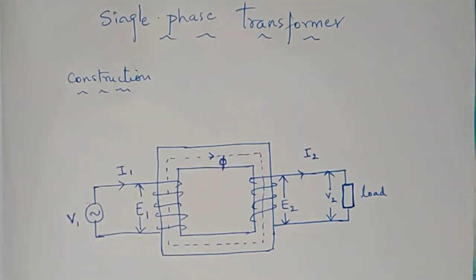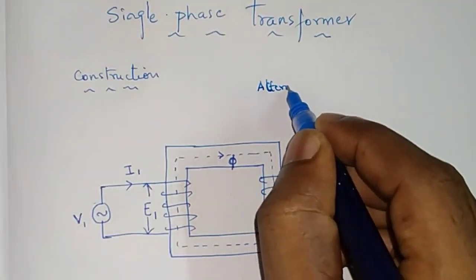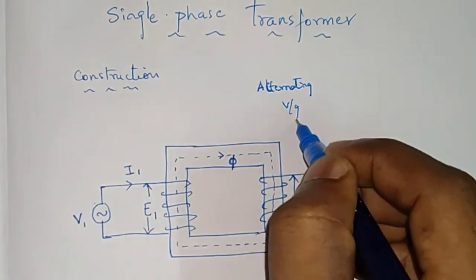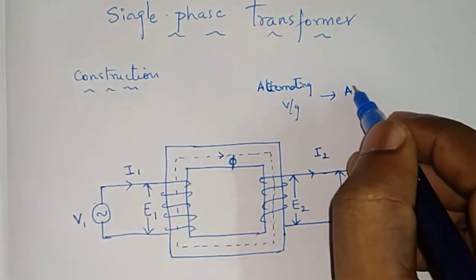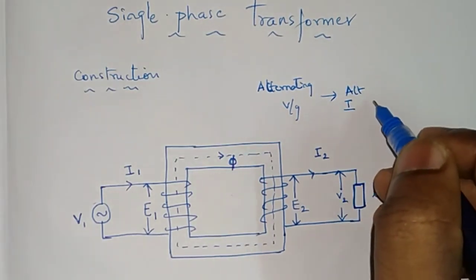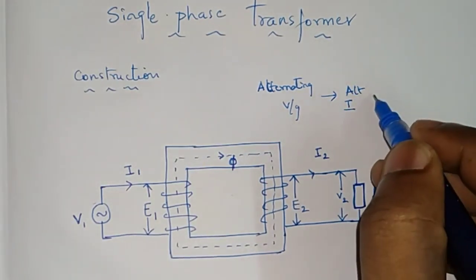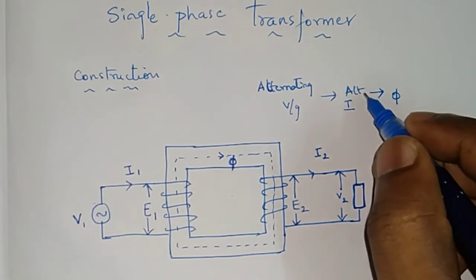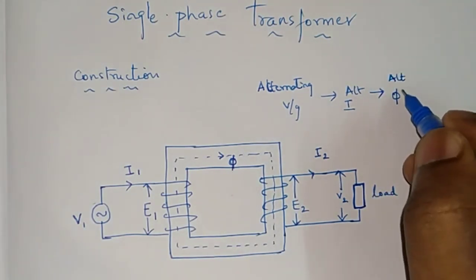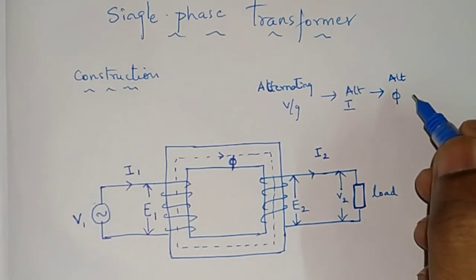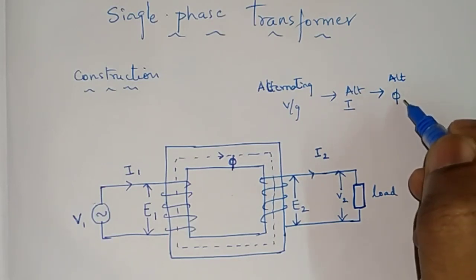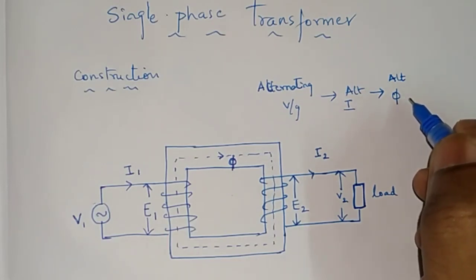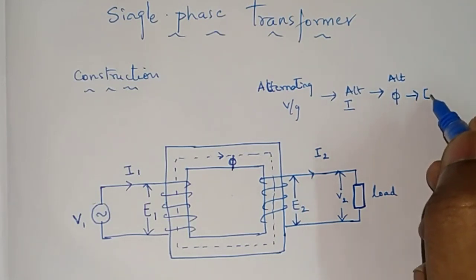In simple, if I want to explain about this, when you supply alternating voltage to a coil, alternating current will start to flow. Whenever alternating current flows through a coil, you know that flux will be produced. Since you are going to pass alternating current, that kind of flux is alternating flux. Alternating flux is nothing but change in flux. So whenever there is change in flux, according to Faraday's first law, you know that EMF will be induced.